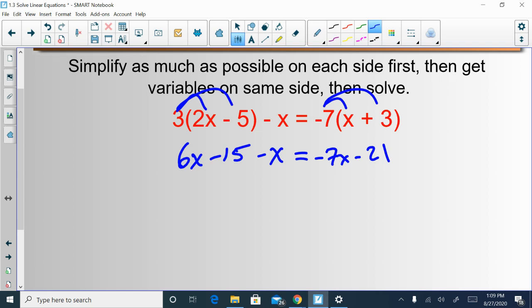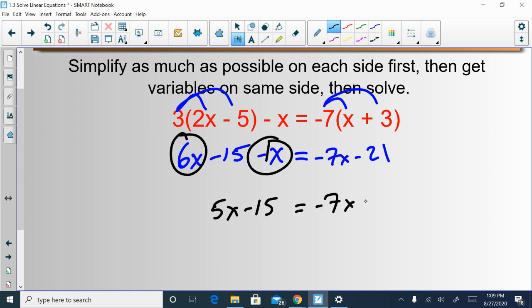Now we got a couple x's over here. We have this guy and this guy. We need to combine those. So a 6x and a negative x would combine to be 5x minus 15. And that's equal to negative 7x minus 21. Now the x's are on both sides. We want them to be on the same side. So over here, you're going to add 7x to both sides. That would be 12x minus 15 is equal to negative 21.